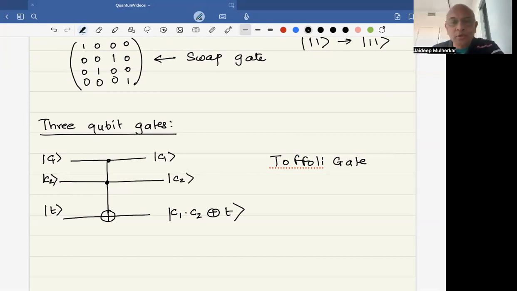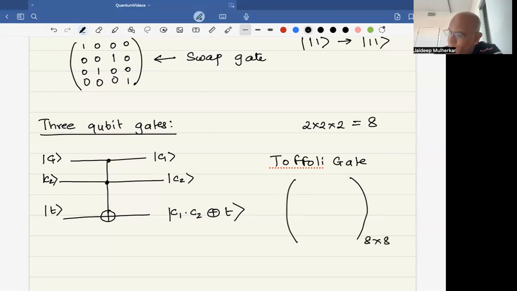And then an exercise to show this: the matrix representation of the Toffoli gate will be an 8 cross 8 matrix, because this will be 2 times 2 times 2. The dimension of the Hilbert space will be 8. So this will be an 8 cross 8 matrix, right?